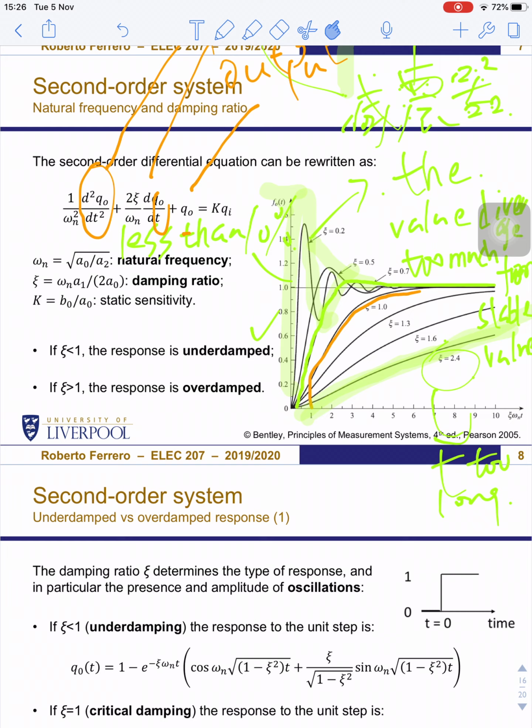The thing is that the damping rate can be related to the natural frequency, which is the square root of A0 divided by A2, and this is called zeta. It equals omega n times A1 divided by something. How can you explain the linear relationship between the damping ratio and the frequency?